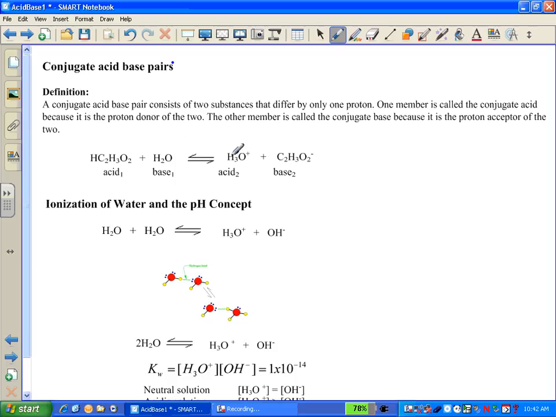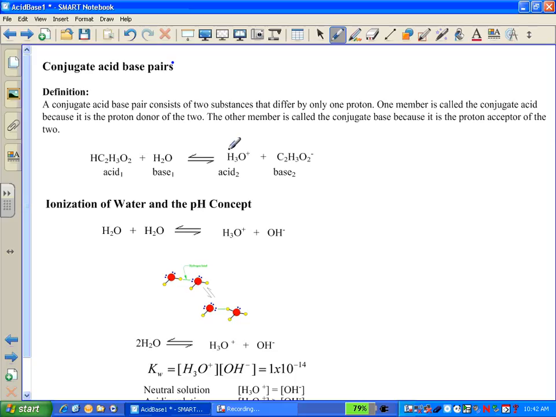Water and the hydronium ion are also an acid-base pair. They differ by 1 proton. In this case, the water is the base, and the H3O+ or the hydronium ion is the acid.